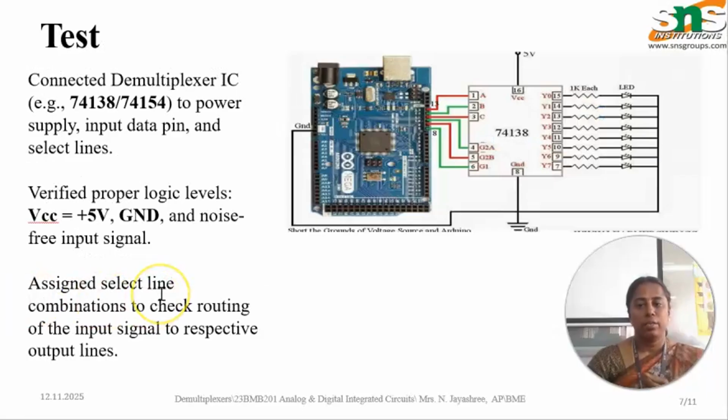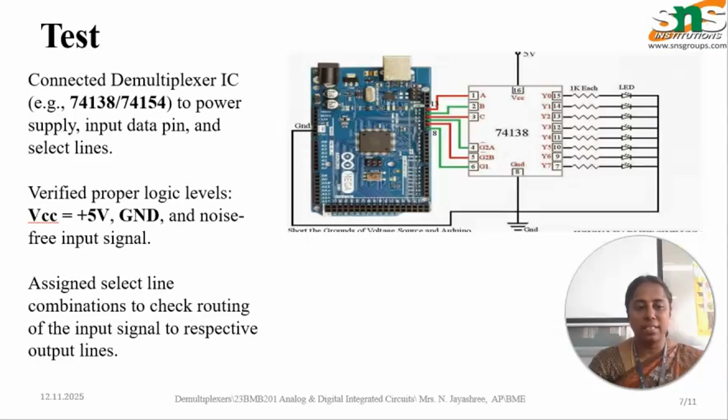And the next one is test data. For the connected demultiplexer ICs, we can use the IC 74138 or 74154, with power supply, input data pin and select lines. It can be verified by proper logic signals: VCC equal to 5 volts, ground and a noise-free input signal. Assign select line combinations to check the routing of the input signal to the respective output lines.